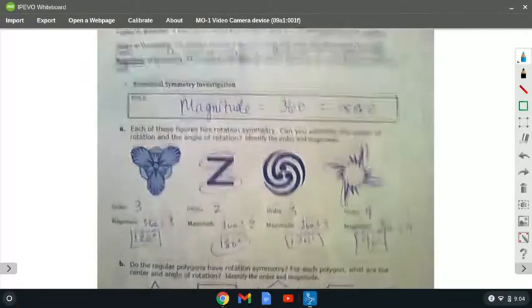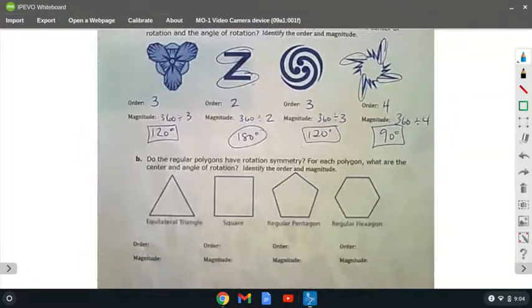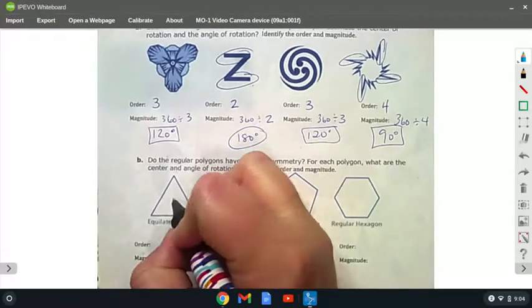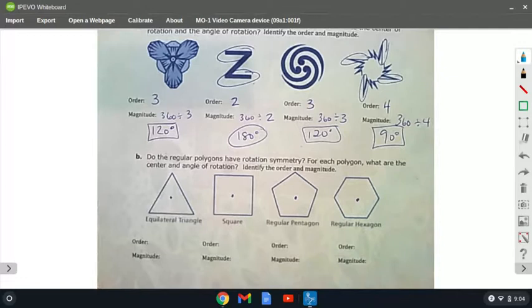Now we're going to look at some traditional shapes here. We're still going to use our rule. So the question here is, do the regular polygons have rotational symmetry? For each polygon, we want to find the center and the angle of rotation. We're going to find the order and magnitude of these, okay? And remember your rule.